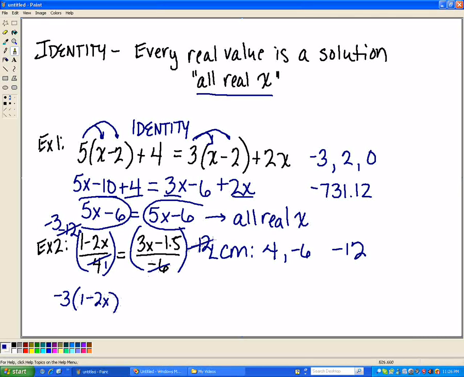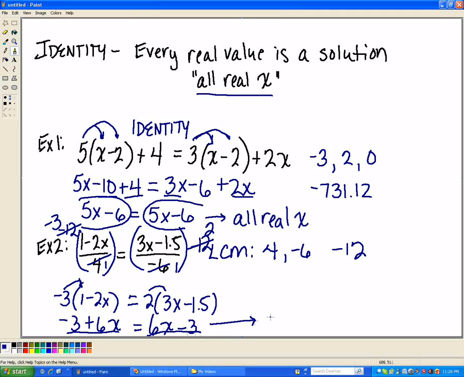And over here, your negatives would cancel, leaving you a 2 and a 1, and you'd end up with 2 times 3x minus 1.5. And now you distribute. You get minus 3 plus 6x on the left-hand side. And over here, you'd end up with 6x minus 3. Well, even though they're in a different order, they are exactly the same, the left and the right-hand side. Okay? So this would tell you that every value you can think of for x is the solution.